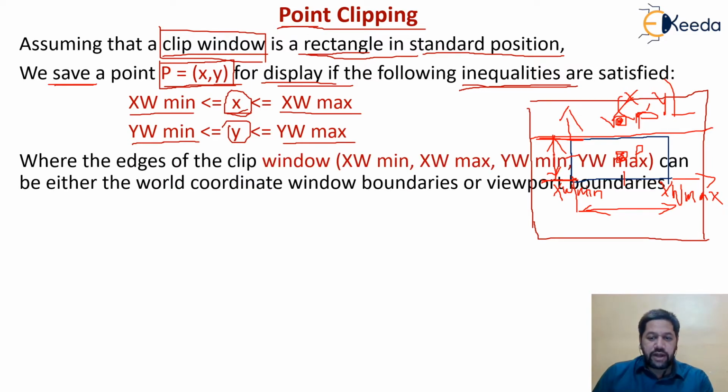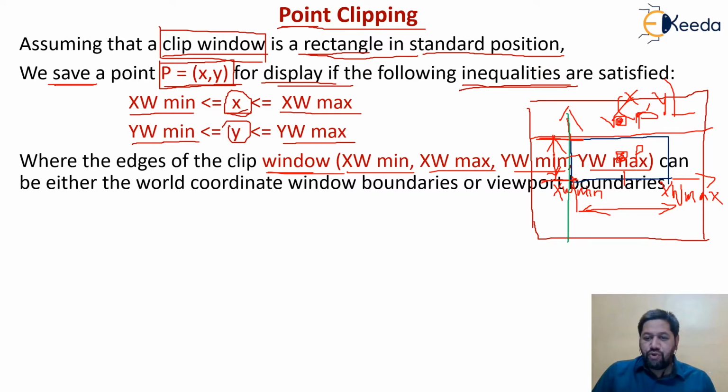Another point is that the edges of the clip window are xw minimum, xw maximum, yw minimum and yw maximum. Just now we have seen with this example or the diagram that these can be either the world coordinate window boundaries or viewport boundaries. So I'm considering my window is having the xw minimum. I'm using one more color here to indicate that this is my xw minimum.